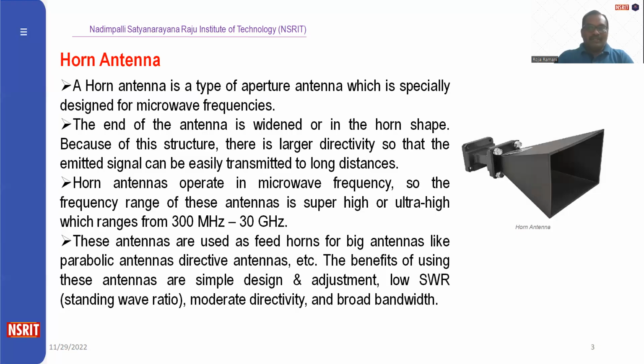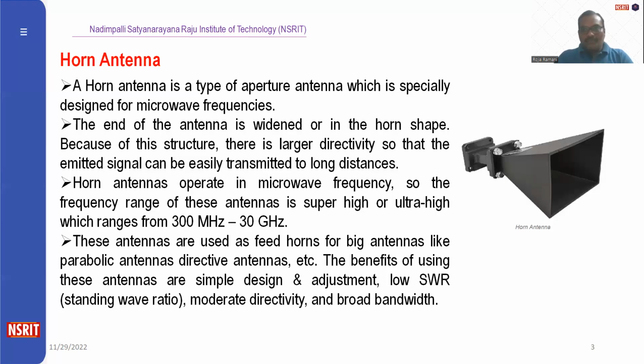But because of the sudden discontinuity of that waveguide on one side, reflections will occur. It will not properly match with the free space impedance. So that's why more reflections will occur. To avoid this problem, the other end of the waveguide is flared out. That flared structure is called a horn.